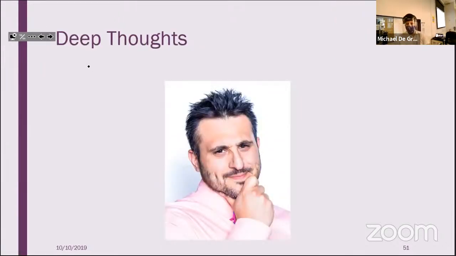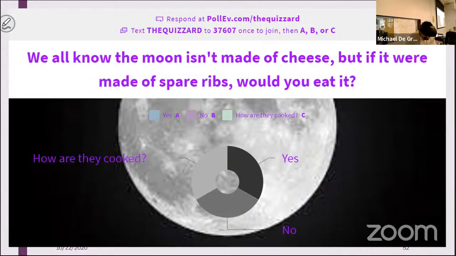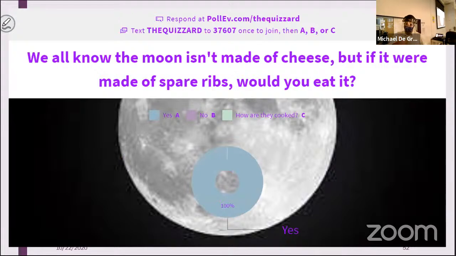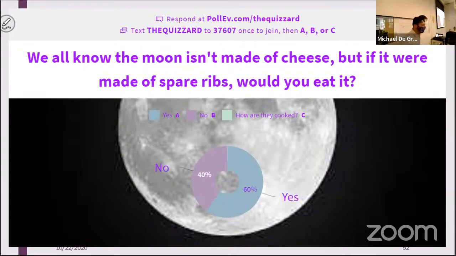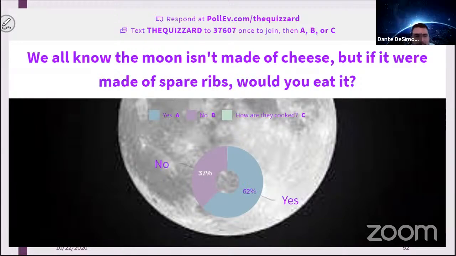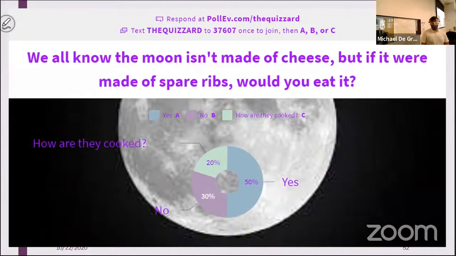All right. And so, because it is Thursday, here we go. This is the question for today. If we all know that the moon isn't made of cheese, but if it were made of spare ribs, would you eat it? Yes, no, or how are they cooked? You believe in the moon? I do believe in the moon, yes. Interesting. I have some interesting YouTube videos planned. Dr. Staggs and I will get to the bottom of whether or not the moon exists. Some very interesting content planned for it.